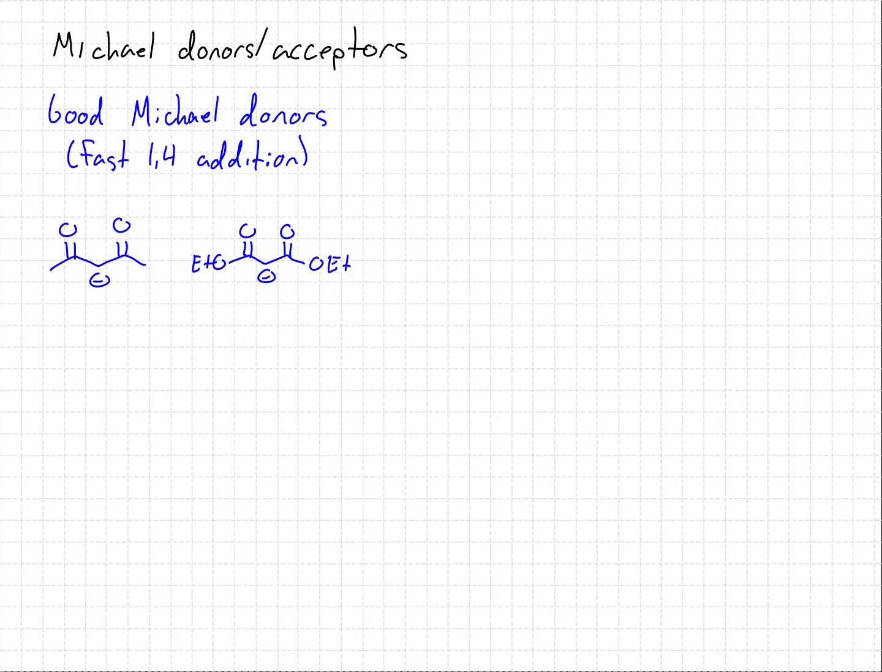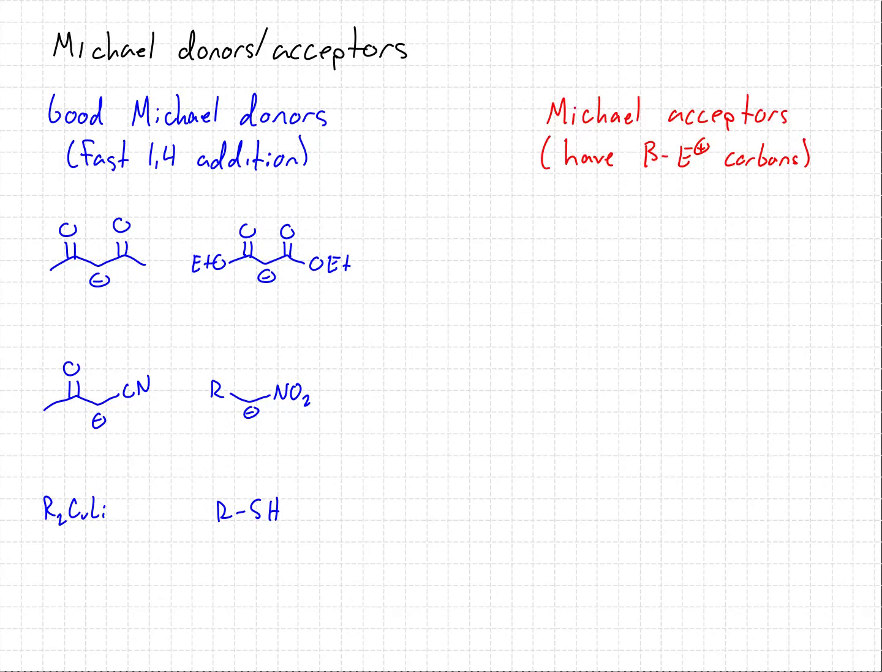Doubly stabilized enolates, like acetoacetic esters, malonic esters, and derivatives thereof, will tend to add 1,4 rather than 1,2. We'll also see compounds that are similar derivatives of carbonyl compounds, like for instance this ketonitrile. Nitroanions will also undergo this reaction as they are quite stable anions. Finally, we have single atom nucleophiles, which are larger and softer and less reactive, like sulfur compounds and organocuprates. These will react with Michael acceptors.